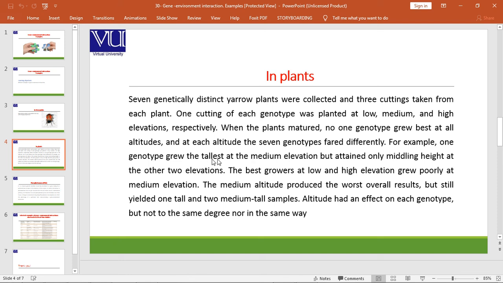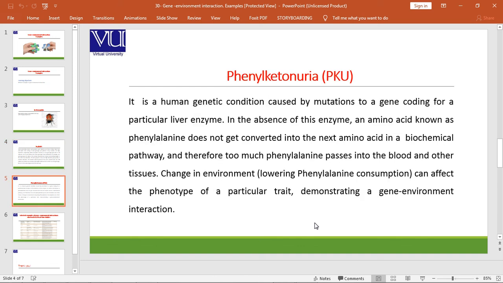For example, one genotype grew the tallest at the medium elevation but attained only middling height at the other 2 elevations. The best growers at low and high elevation grew poorly at medium elevation. The medium altitude produced the worst overall results but still yielded 1 tall and 2 medium tall samples. Altitude had an effect on each genotype but not to the same degree or not in the same way.